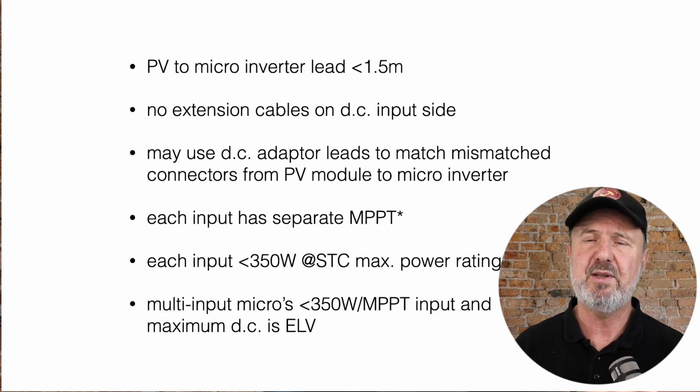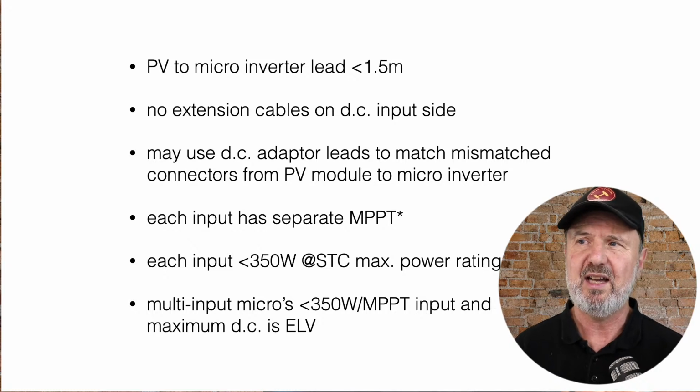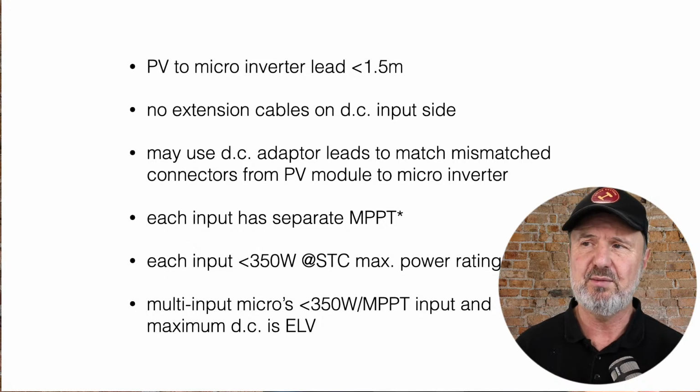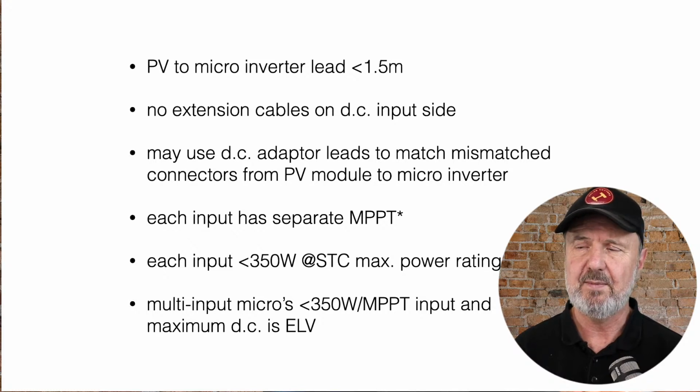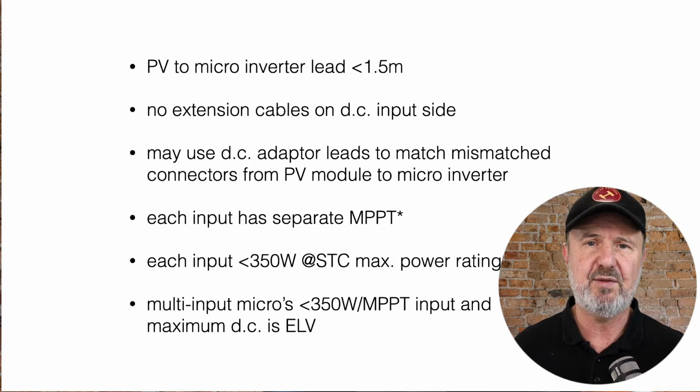Same requirements as an optimizer, maximum length of cable 1.5 meters, no extension on cables. You can use DC adapters to adapt between different plugs and socket types. If you've got multiple optimizers in a single package, each needs its own MPPT, maximum power point tracker, and each input must be less than 350 watts DC at standard test conditions. The multiple input micros are pretty rare these days, but as long as they're ELV on the input and 350 watts per input, then they're fine as well.